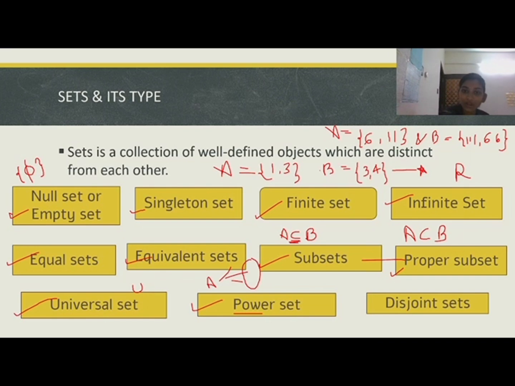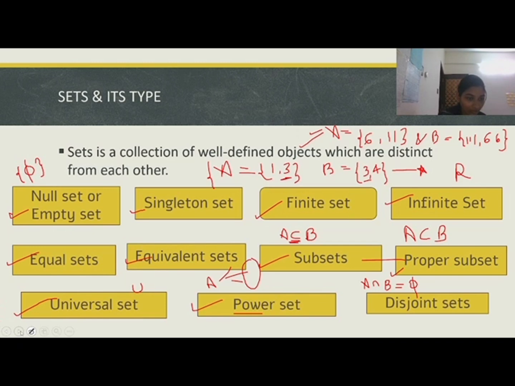No. Why so? Because 3 is a common element in both. But for disjoint sets, A and B should have none of the elements common in them. A intersection B should always be equal to phi. Hence, this is not a disjoint set, but this is a disjoint set. Okay, so I hope you understood all these sets.